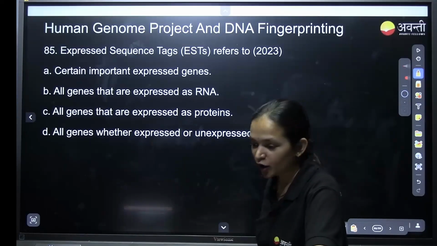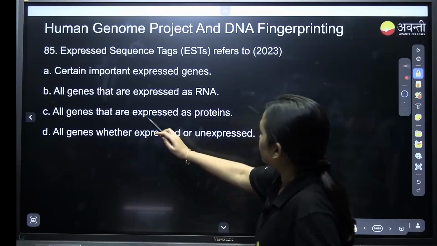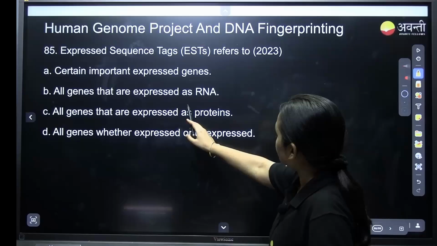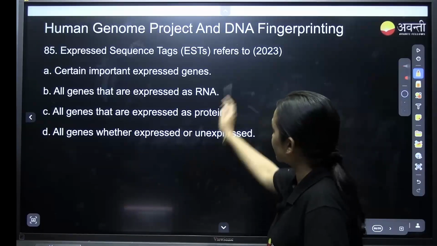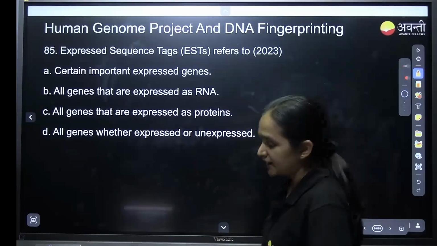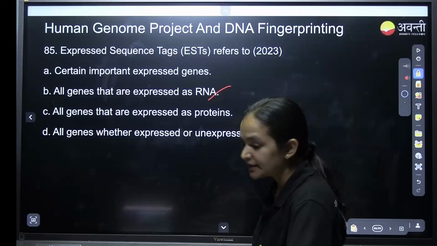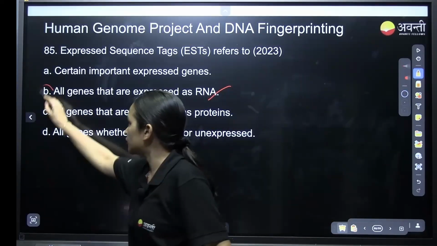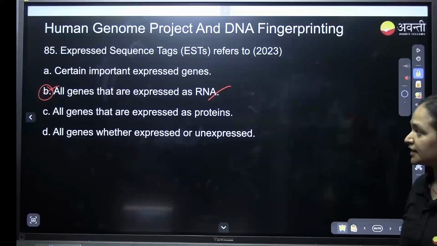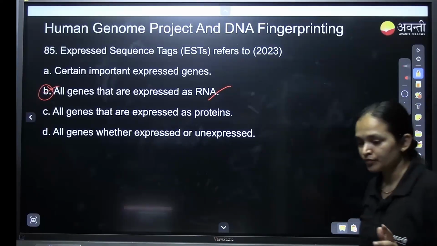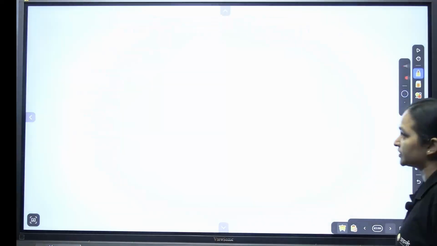Option C: all genes that will be expressed as proteins? No. All genes expressed as RNA are expressed sequence tags. This question is repeated several times, so just go through it once. All sequences that are expressed as RNAs, that means expressed sequence tags. B for Bombay is the correct answer.